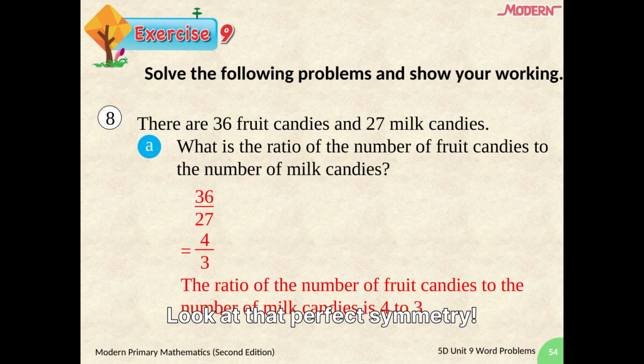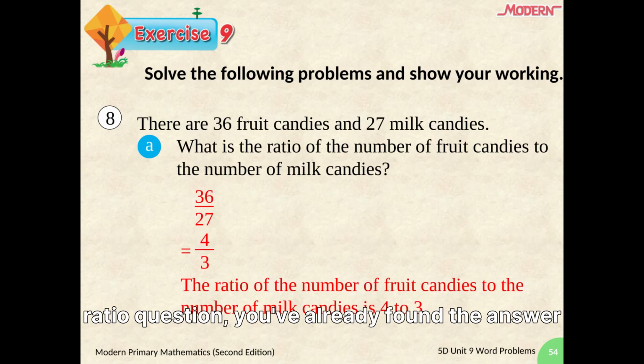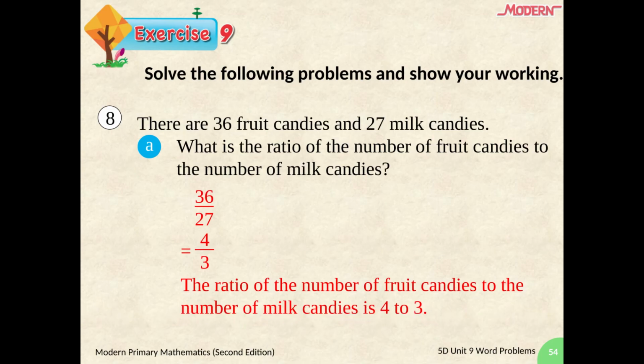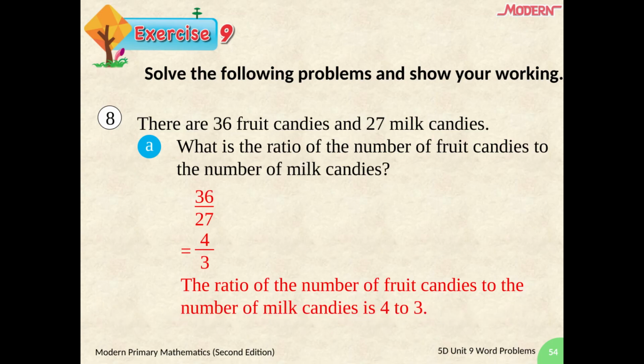Look at that perfect symmetry. This is our know-how rule. If you flip the names, you flip the numbers. 4 over 3 and 3 over 4 are reciprocals. Mastering this relationship is a major shortcut. If you solve one part of a ratio question, you've already found the answer to the second part. Just flip it. Ratios are just another way to tell a story of comparison. 4 to 3 or 3 to 4 both describe the same sweet collection.